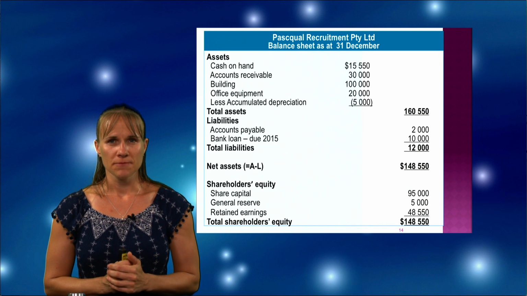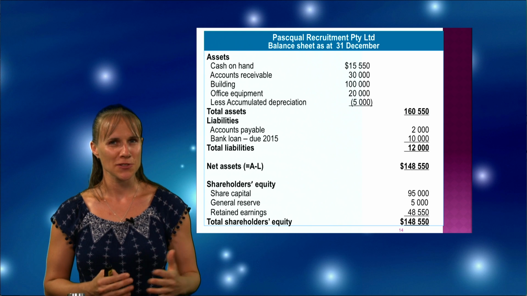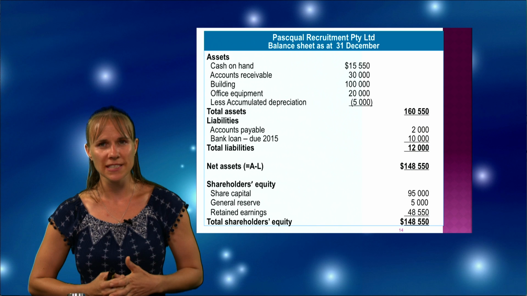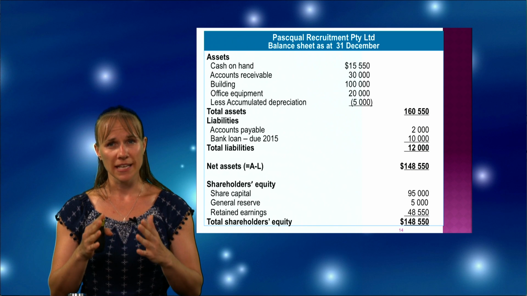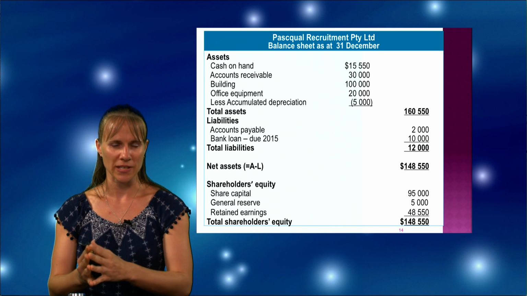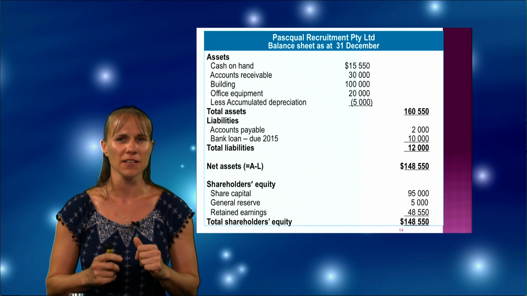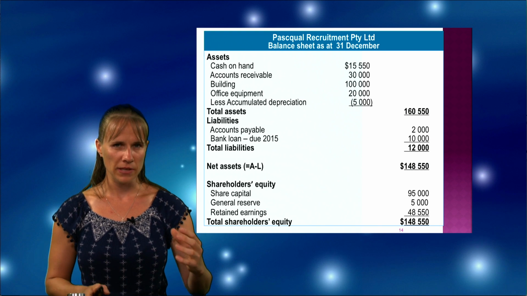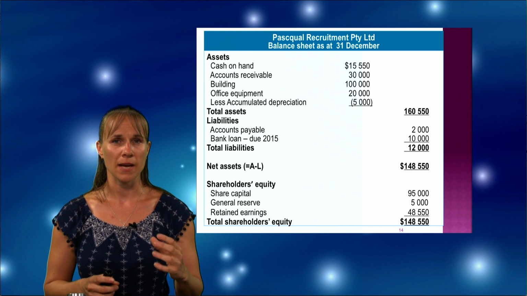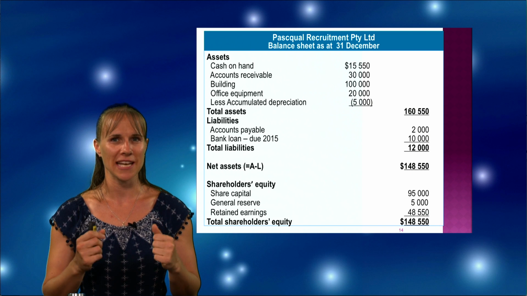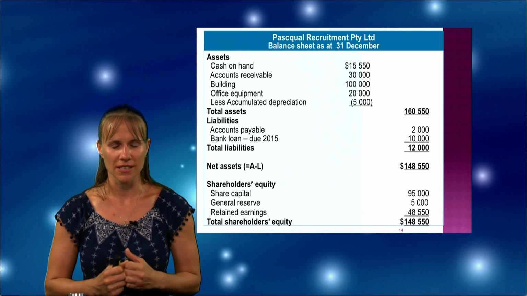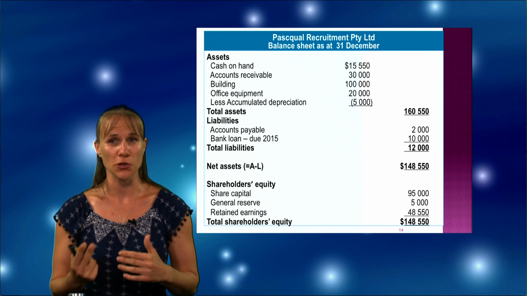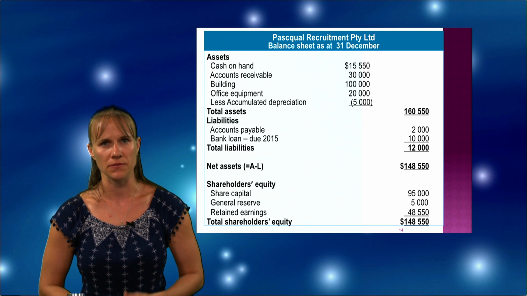The balance sheet, in general, looks similar to our sole trader and also our partnership in that we start off with assets, less liabilities, and we come to net assets. Then we hit shareholders' equity. So slight difference in the names here. And note that we have share capital, we have general reserve, and we have retained earnings. Okay, but also note our accounting equation, it's still standing true in this statement as well. Okay, our net assets, 148,550 equals total shareholders' equity, 148,550.